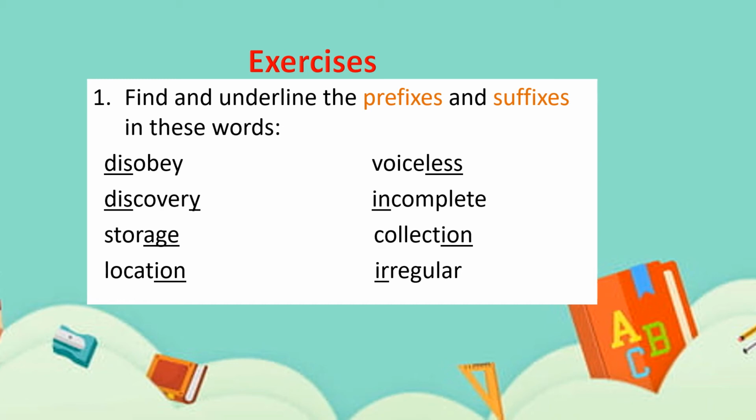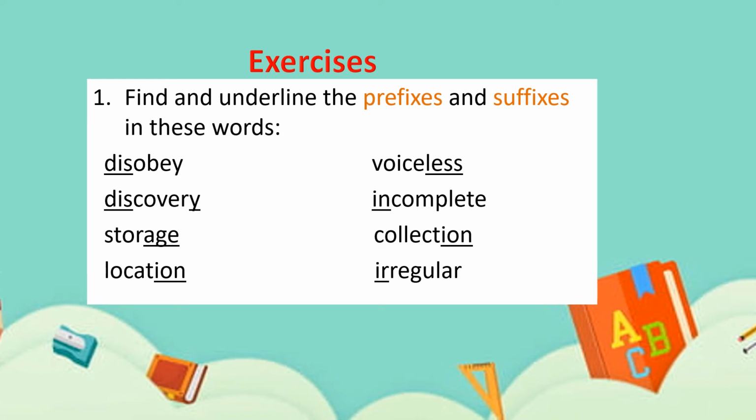Storage, the stem is store, and here we omit the letter E and we added the suffix age. Location, the stem is locate, and we added ion at the end of locate. Voiceless, the stem is voice, and we add less.